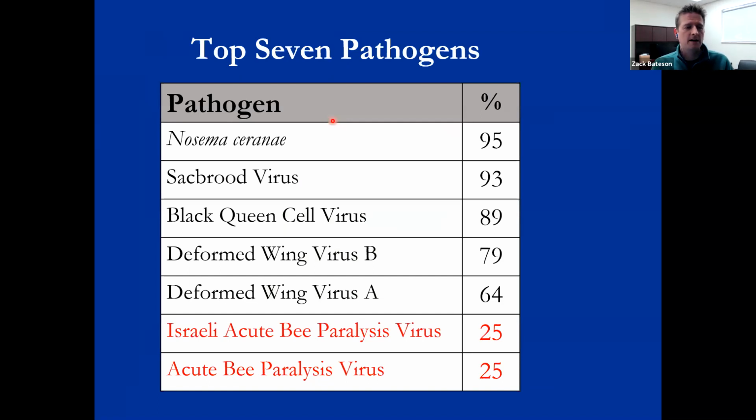This next table is showing you the prevalence of the top 7 pathogens that we found across all the visits.